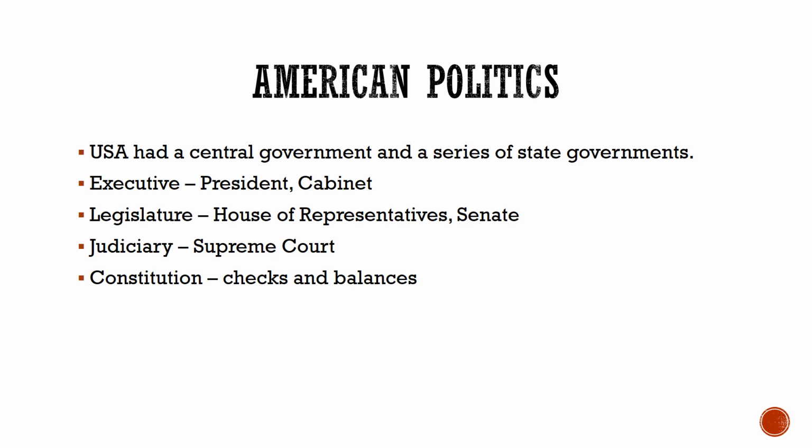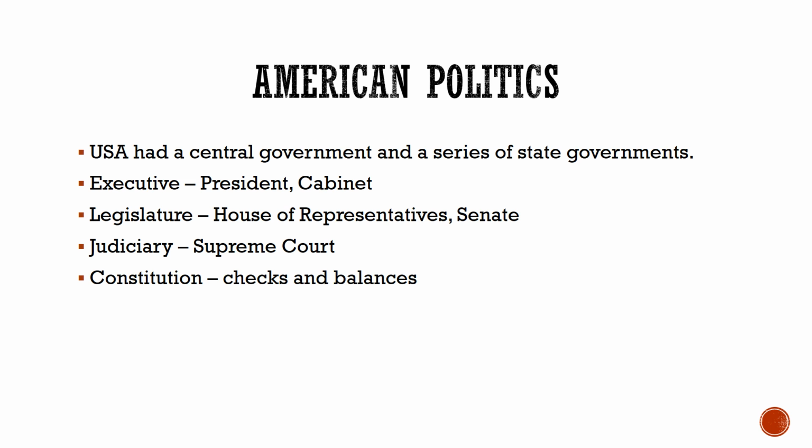Before we begin to look at the causes and consequences of the Great Depression, it's worth spending some time outlining how the American political system actually worked in the 1920s. The USA had a central government and a series of state governments too. Although there are now 50 states, there were only 48 states in the 1920s. That's because Alaska and Hawaii didn't become states until 1959.